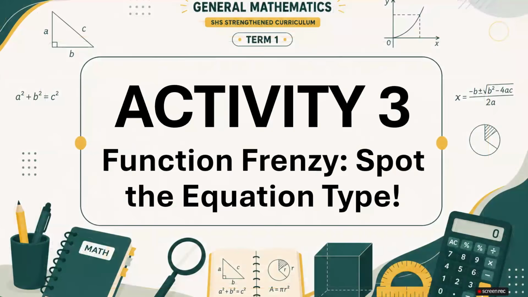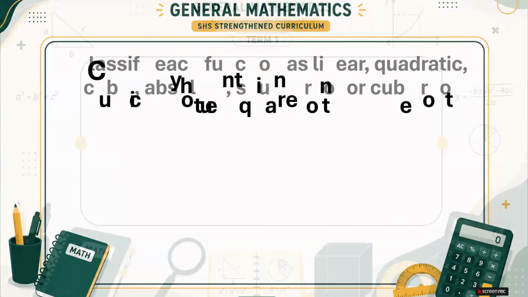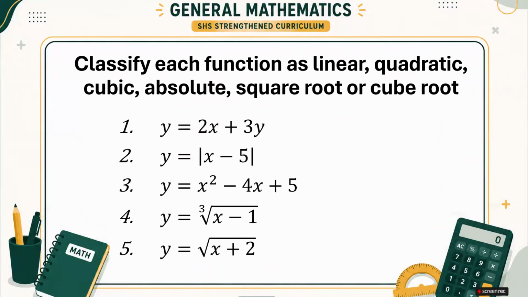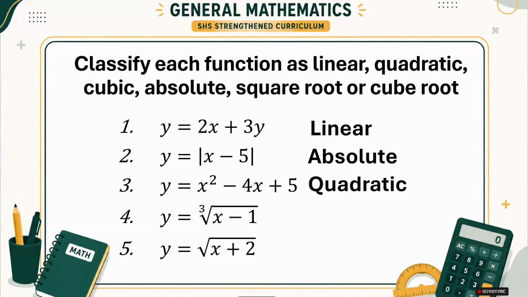Now, so that I would know if you really understand, let's have this function frenzy, spot the equation. Let's classify each function as linear, quadratic, cubic, absolute, square root, or cube root. What's the answer? Linear, because the highest exponent is 1. Next, absolute value, because of the absolute bar. Number 3, correct. The highest exponent is 2, so it's quadratic.